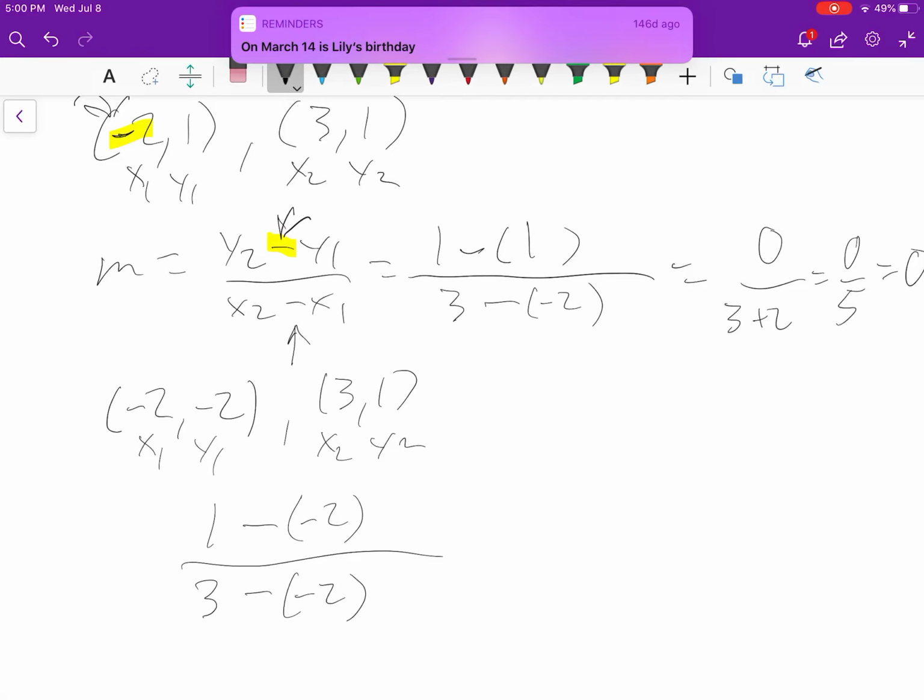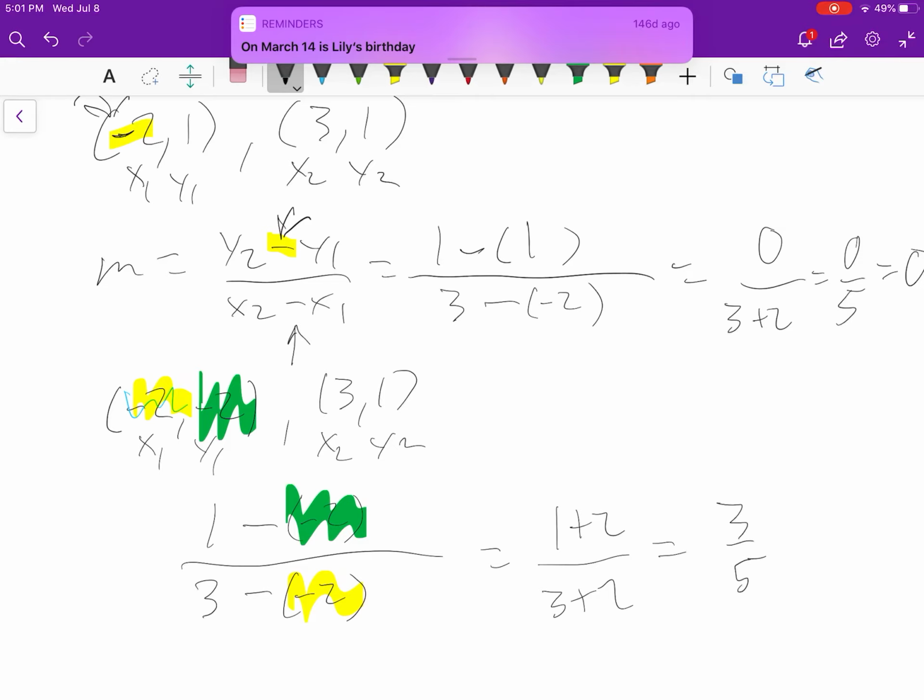So this 2 is this one, and this 2 here is this one. Notice that they have the double negatives, one from the equation, one from the numbers, so we can rewrite this as 1 plus 2 over 3 plus 2, which is a slope of 3/5, which means that for every increase in y of 3, you have an increase in x of 5. That's what the slope is interpreted as. Okay?